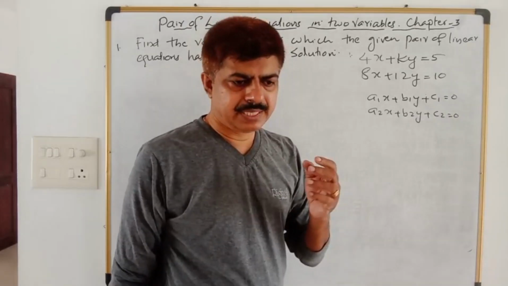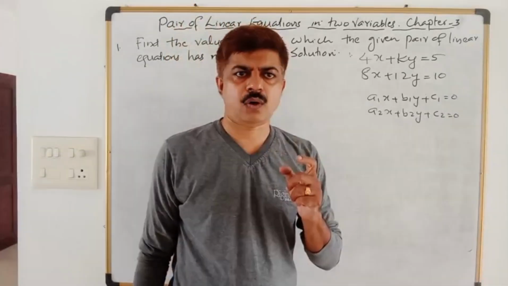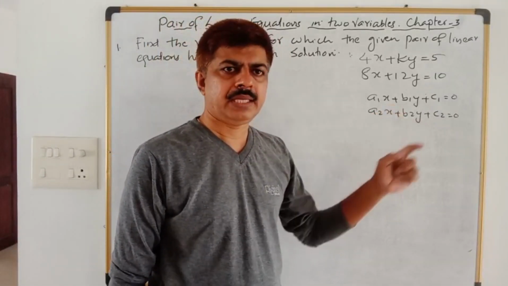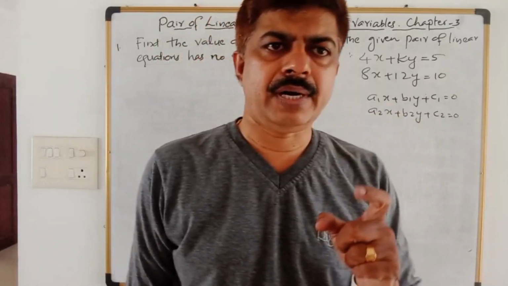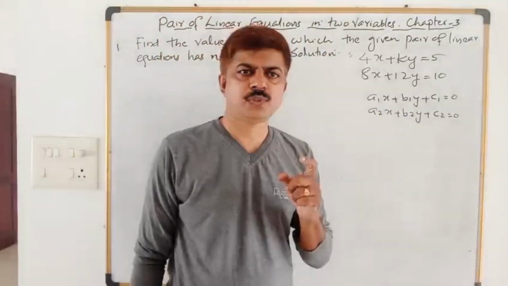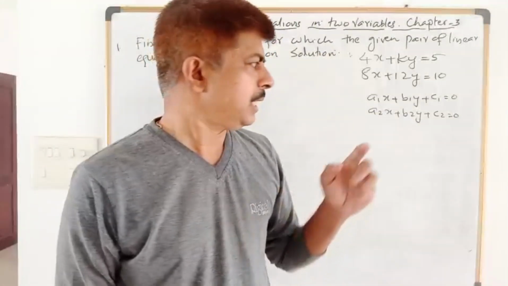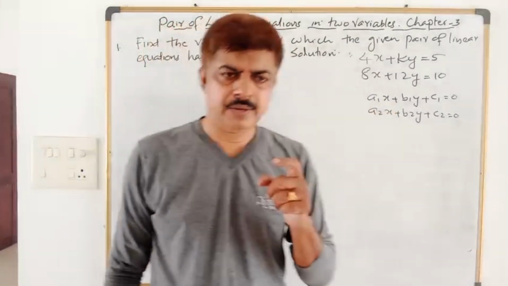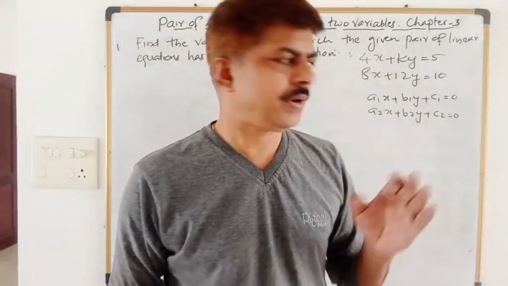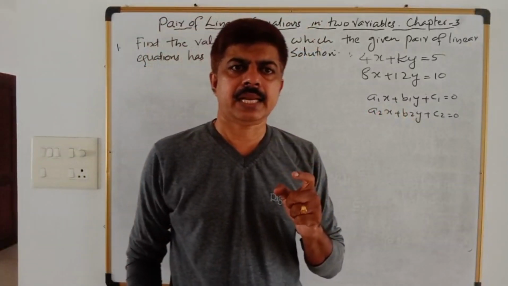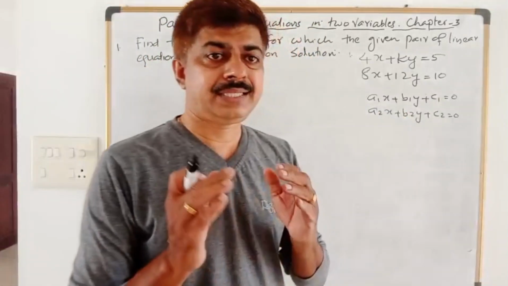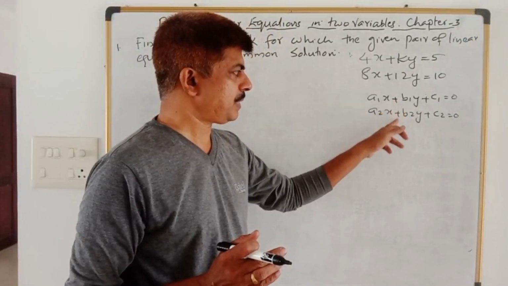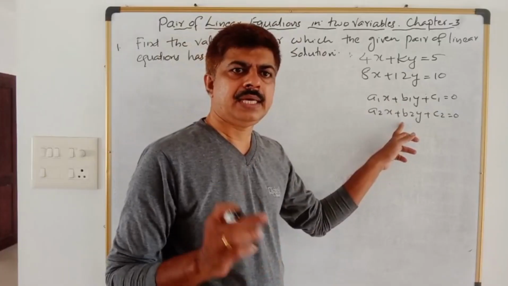Also, we learned in this chapter different methods of solving a pair of linear equations in two variables, solving for x and y. There are different methods of finding the solution. One is the graphical method, another one is the substitution method, third one is the elimination method. Now, when we come to the geometrical representation of a pair of linear equations in two variables, there are three cases to be remembered. When we represent this pair of linear equations graphically, there are three cases.